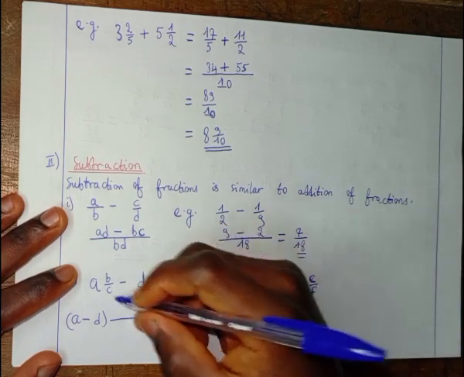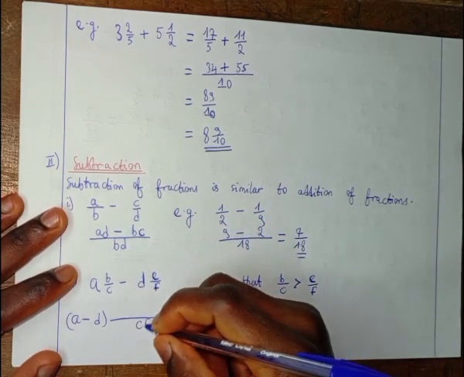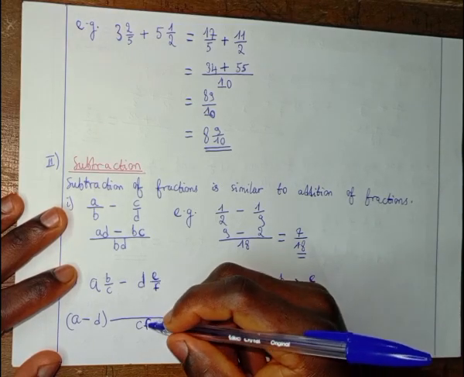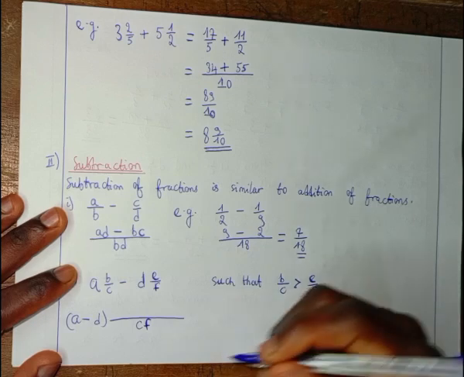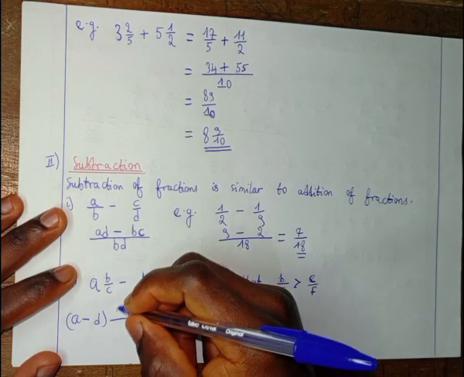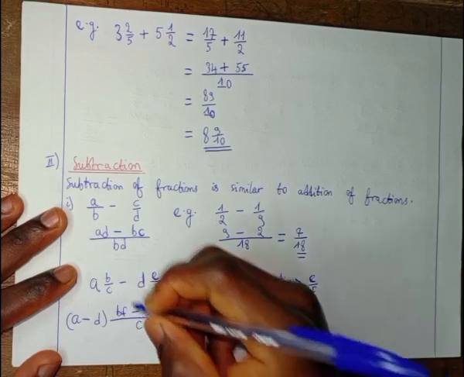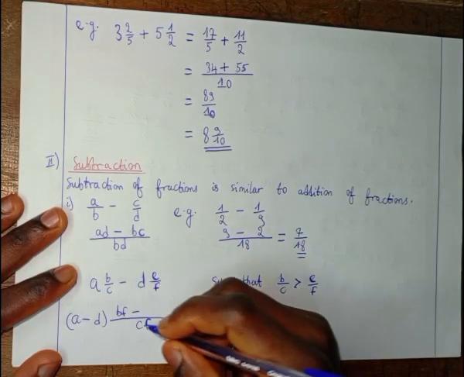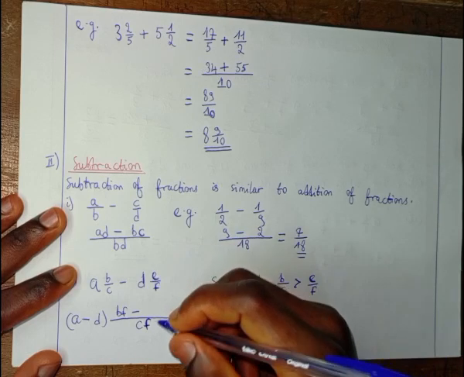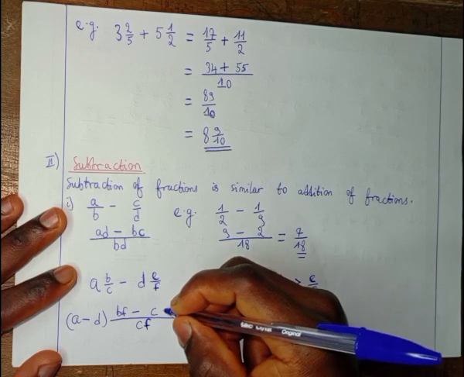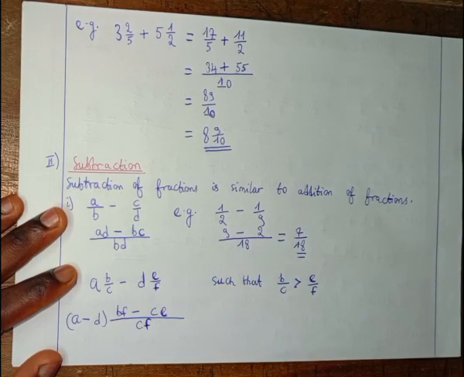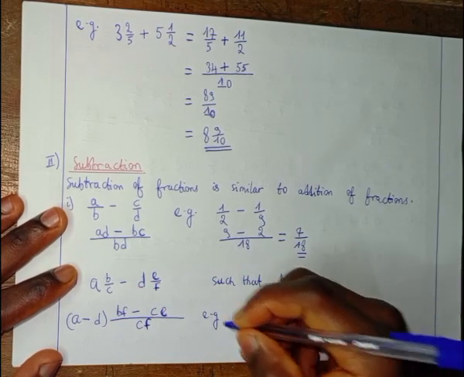The LCM of c and f is simply cf. cf divided by c gives us f. f times b gives us bf. Bring down the operation sign, which is minus. cf divided by f gives us c. c times e gives us ce. We can simplify. Let's take an example, e.g.